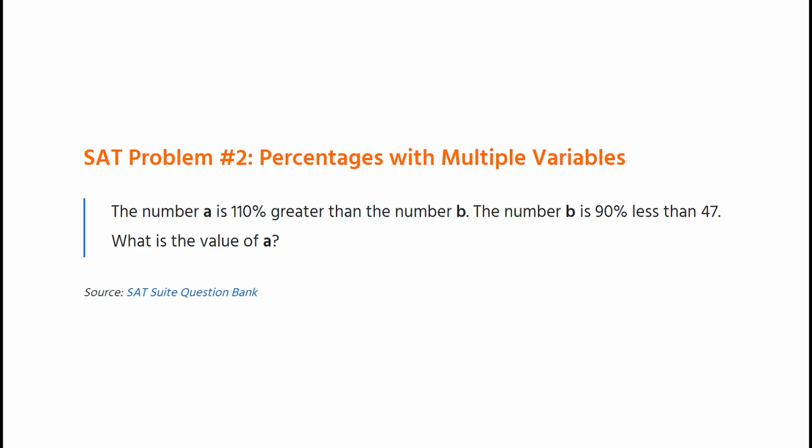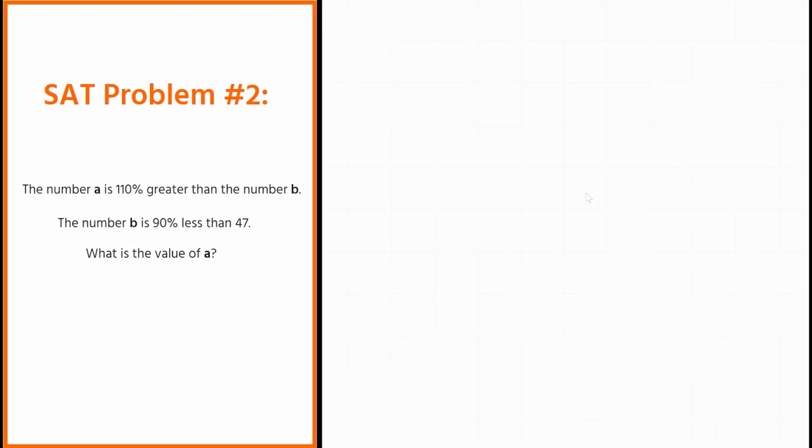So this question is all about what it means for a number to be a certain percentage more or less than another number. So let's recap what that means. When we say that a number is X percent greater than another number, what that means is that we're taking 100% of the value of the first number and adding X percent to it. And alternatively, if a number is X percent less than another number, we're taking 100% of the value of the first number and subtracting X percent from it.